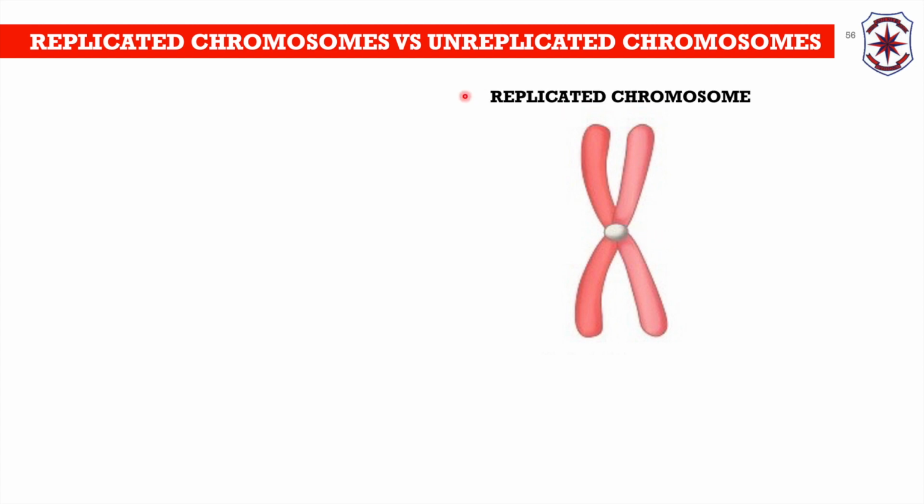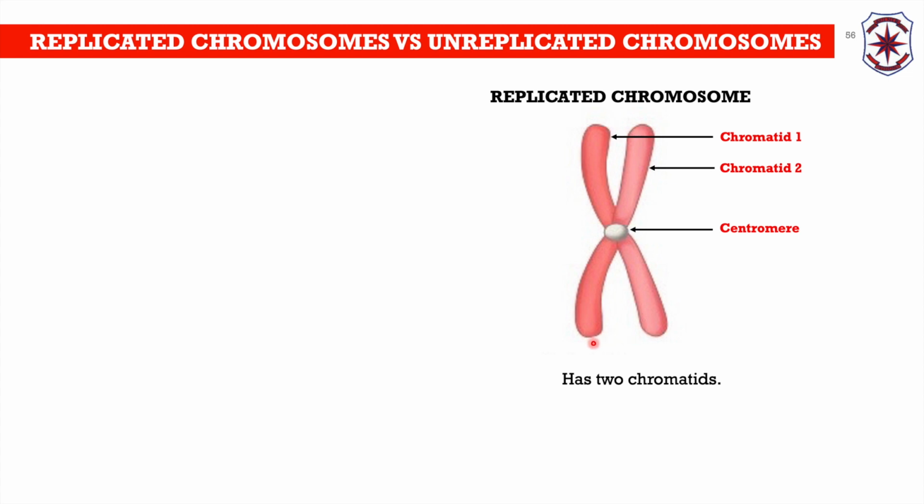This is what we call a replicated chromosome because it contains two chromatids. As you can see over there, we have chromatid 1 on the left and chromatid 2 on the right, and these two chromatids are joined together by a structure called the centromere. This is a replicated chromosome because it contains two chromatids. However, in the cell, chromosomes do not always look like this, do not always have two chromatids.